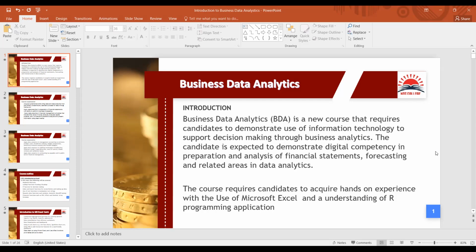Business Data Analytics is a new course that requires candidates to demonstrate the use of information technology to support decision-making through business analytics. The candidate is expected to demonstrate digital competency in preparing and analyzing of financial statements, which will also aid forecasting and related areas in data analytics. This course requires candidates to have hands-on experience in Microsoft Excel. And as we mentioned, we are actually going to take you through advanced Microsoft Excel. And also the course stated that you need an understanding of R programming application.